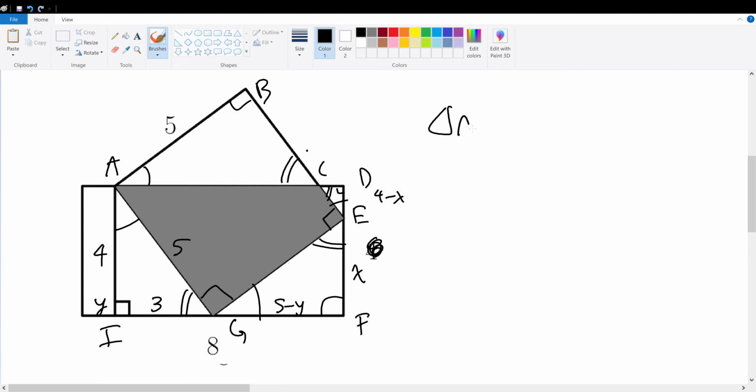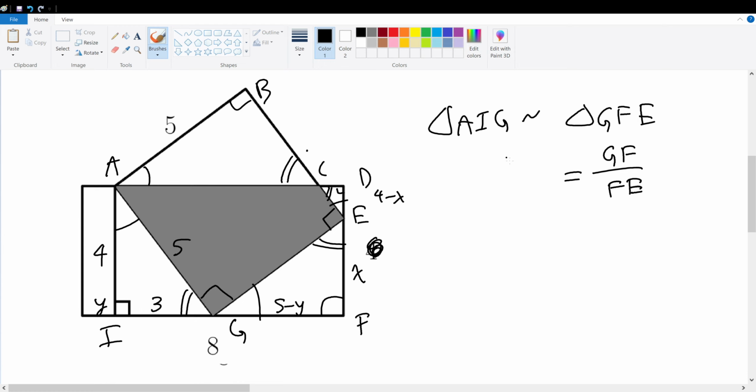So triangle AIG will be similar to triangle GFE. Now, with this, what are the side lengths known in EGF or GFE? Well, they are the GF side with the FE side.